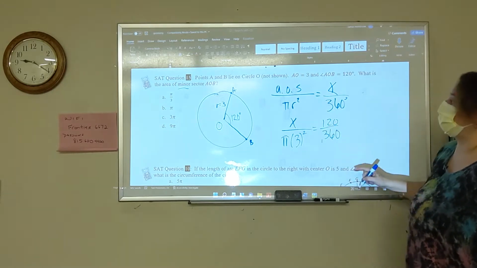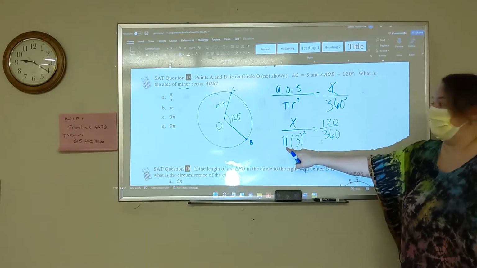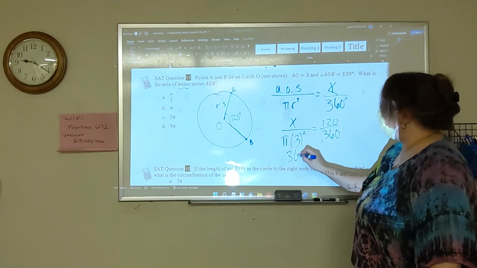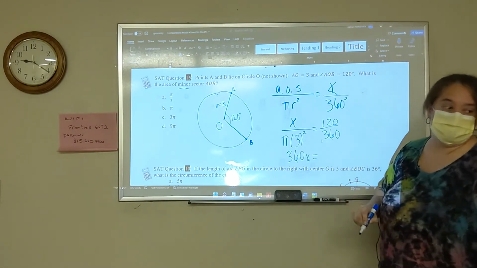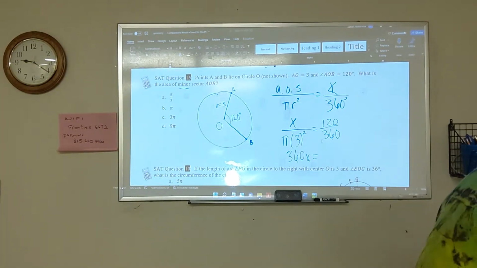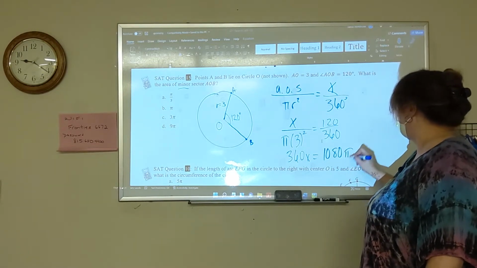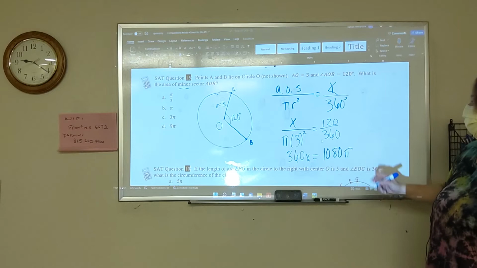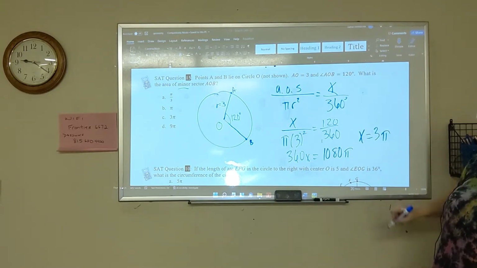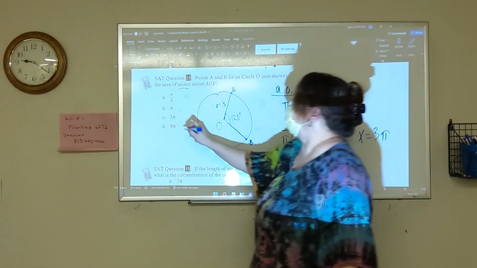And this is a calculator problem, so simply cross multiply and solve for x. Now your answers have pi in them, so don't multiply your pi in, just carry it through. So we get 360x equals a large number, 1080 pi. And then solve for x by dividing both sides by 360. And we should get 3 pi. Again, we just carry that pi through almost like it's a letter. So we get 3 pi.